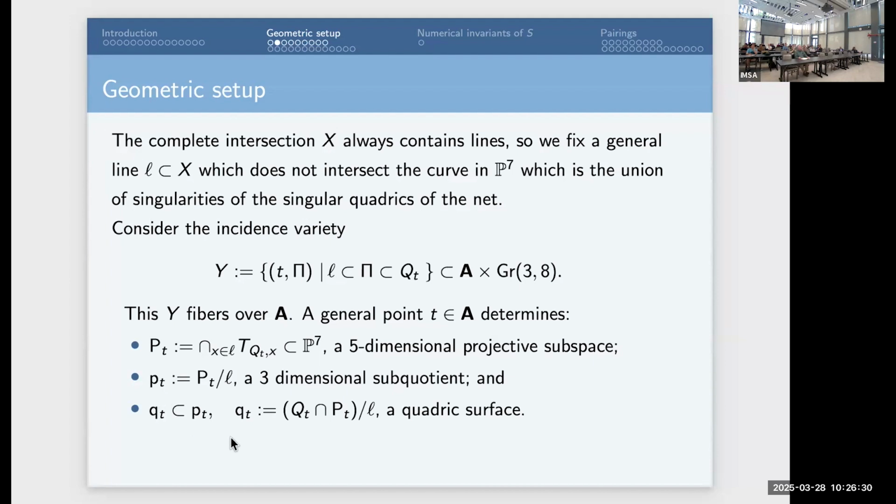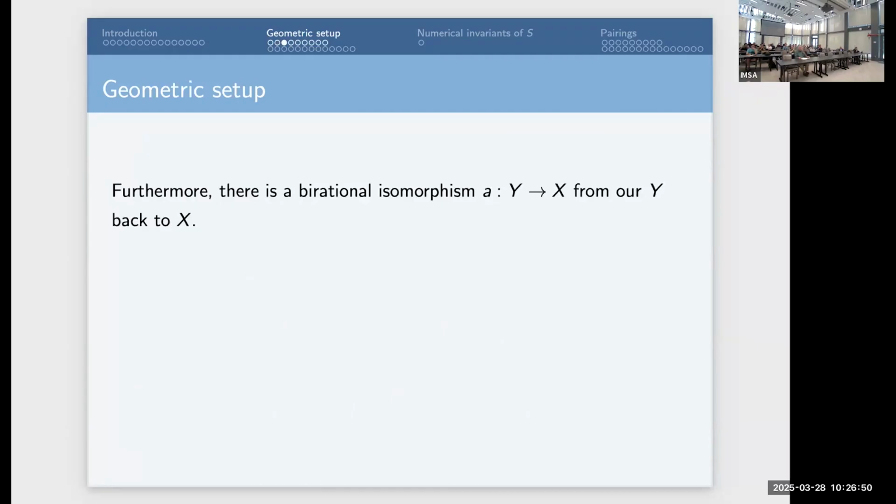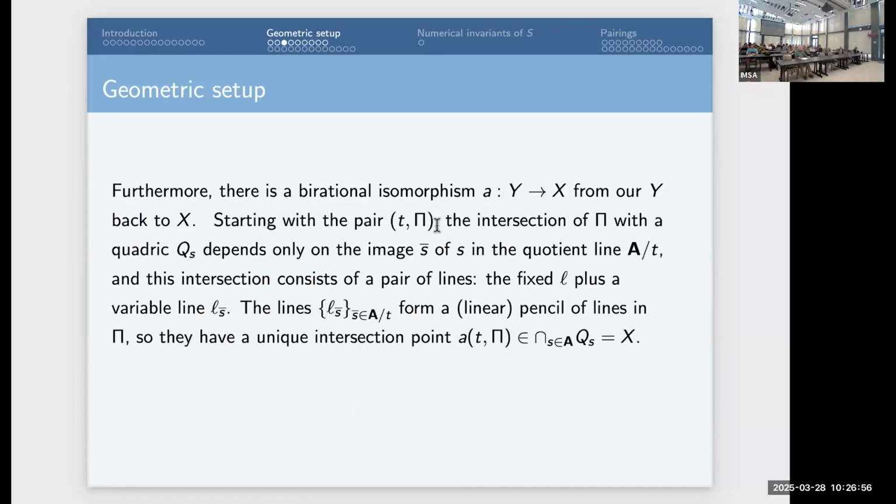Where we put T in the main net, and now have a two-dimensional space with T and a quadric surface here. This is Y, that was over A as I said, and if I look at general T, A is a moving factor in this quadratic surface. In fact, there's a birational isomorphism between Y and X. So in one direction, starting with the pair T, the intersection of the plane is a quadric. This intersection is a pair of lines, and there's a fixed line.